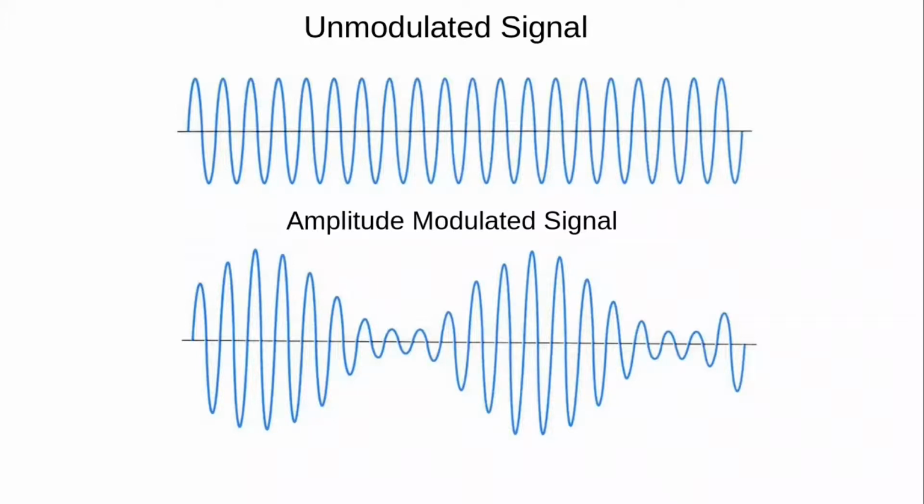The top picture here is of an unmodulated radio frequency signal. With amplitude modulation, as we just learned, the amplitude changes. So the height of the sine wave, or height of the RF wave, changes over time. It can be higher, it can be lower, it can be taller, it can be shorter.